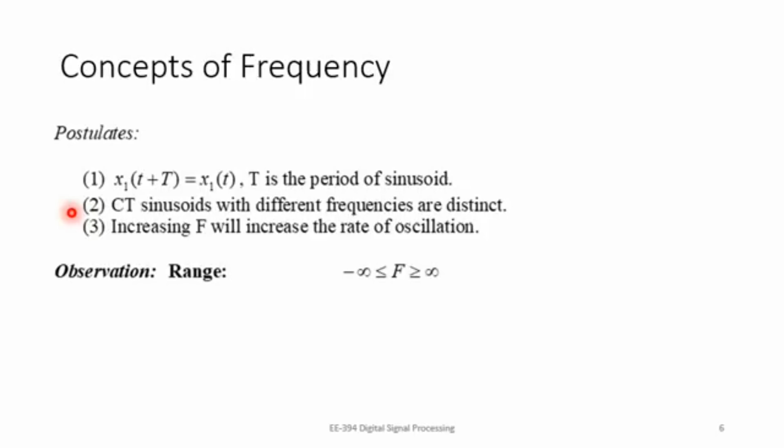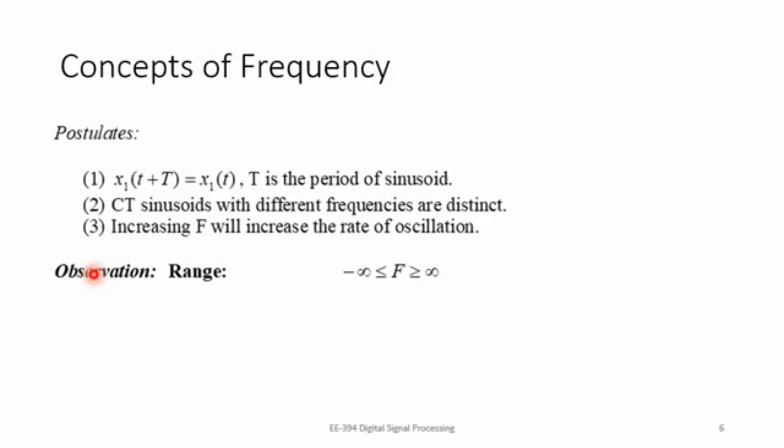And somewhat related to postulate 2, there is postulate 3, which says that increasing the frequency of a continuous time sinusoid will always increase the rate of oscillation. The rate of oscillation is the time it takes for the waveform to move from the highest value to the lowest value. This is the rate of oscillation.